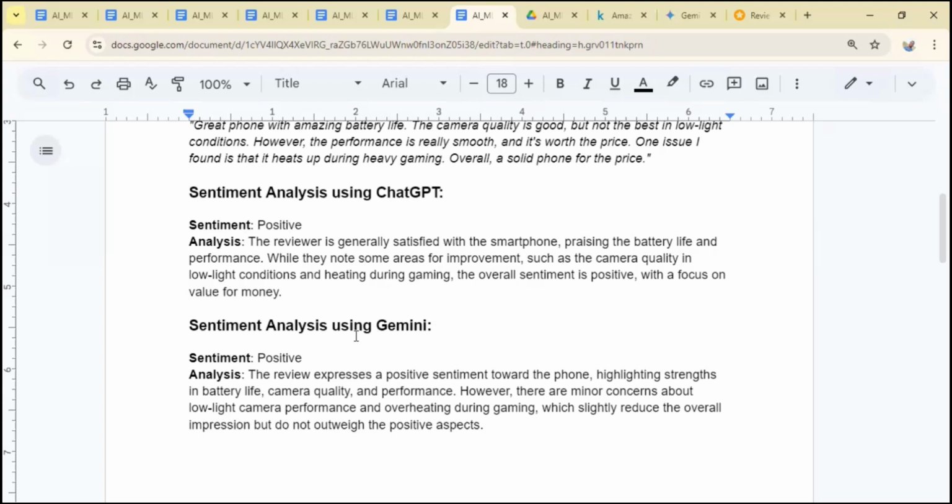So for Gemini, the sentiment analysis is also positive. The review expresses a positive sentiment toward the phone, highlighting strengths in battery life, camera quality, and performance. However, there are minor concerns about the low light camera performance and overheating during gaming, which slightly reduce the overall impression but do not outweigh the positive aspects.